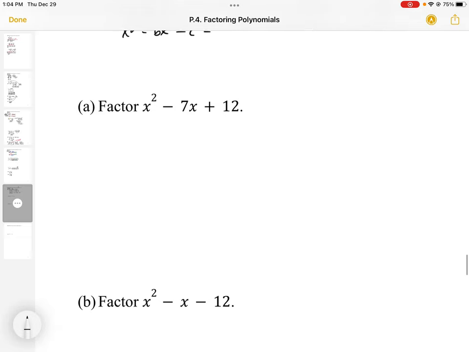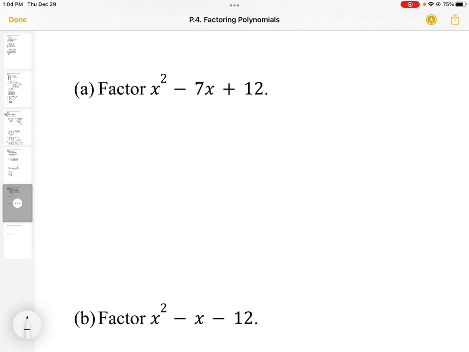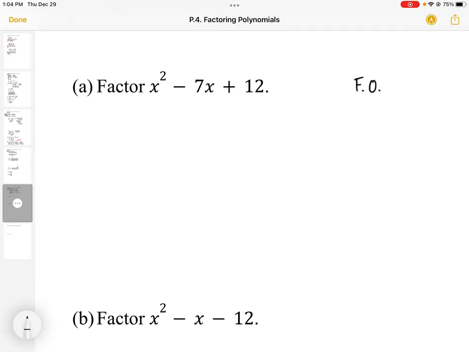So let's try to factor one of these. At least in this video, we're going to be using the guess and check method and the acronym FOIL. What FOIL stands for, if you're not familiar with it, is first, outer, inner, last. And you'll see in a second what I mean by that. So I'm going to factor x squared minus 7x plus 12. We're going to factor that into 2 binomials.